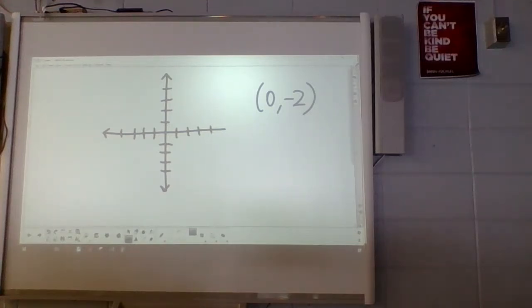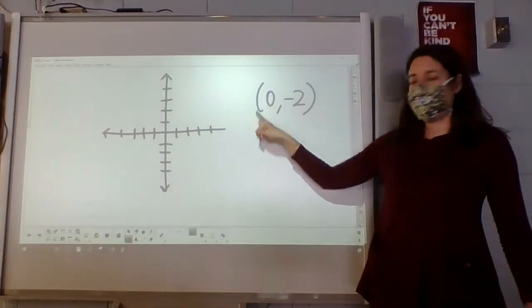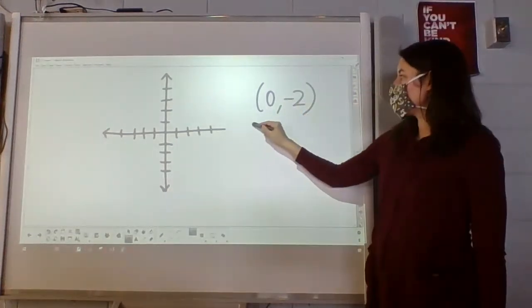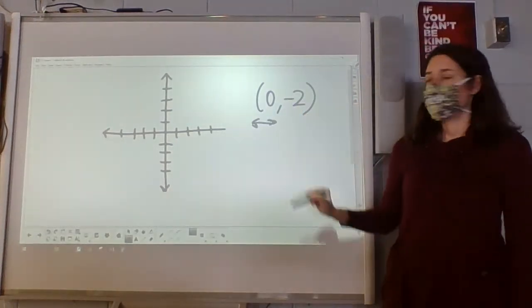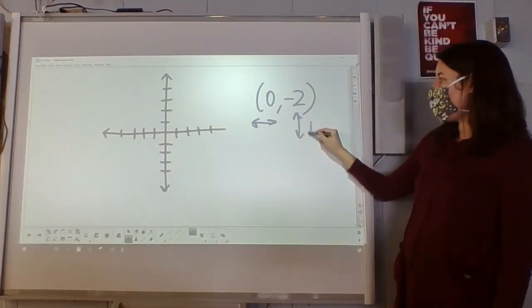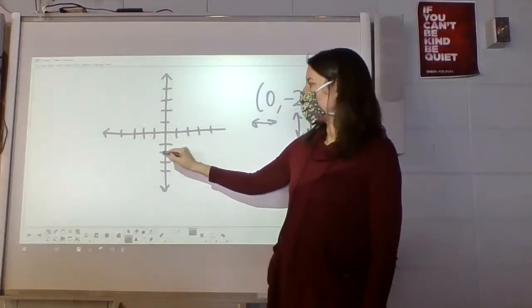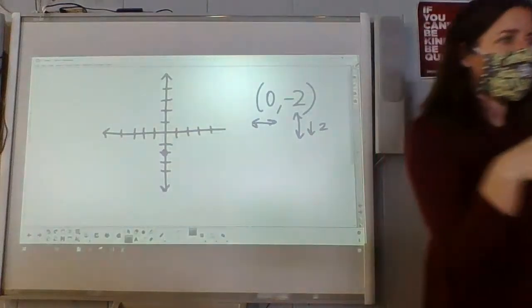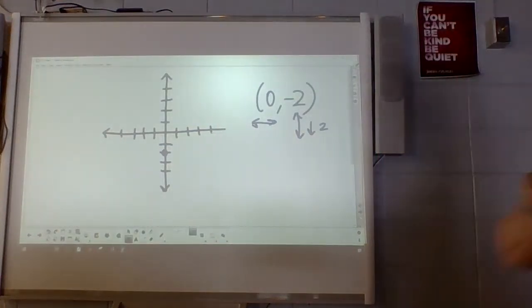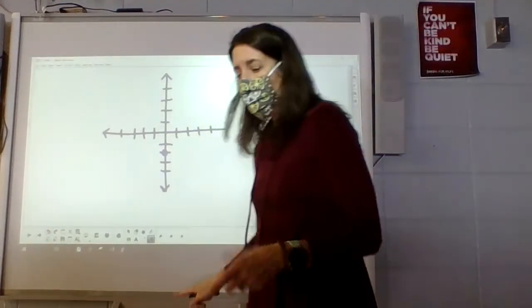All right, so this time, you guys, the 0 says don't go left or right at all. So left and right, we don't move at all. This one tells us to go down 2. So we just go straight down 2 and then we're stuck there. Okay? So we'll go away from the graphs here for a little bit.